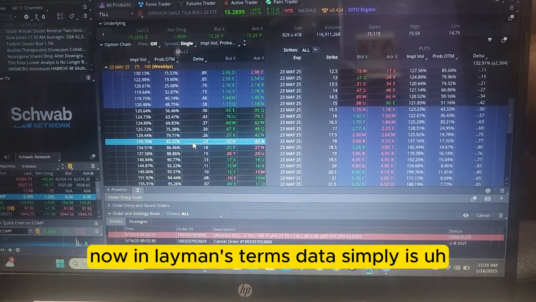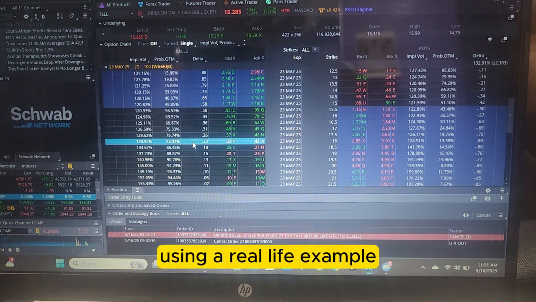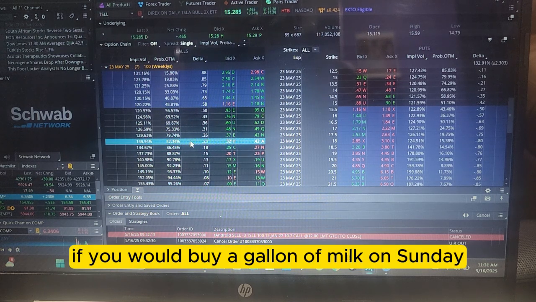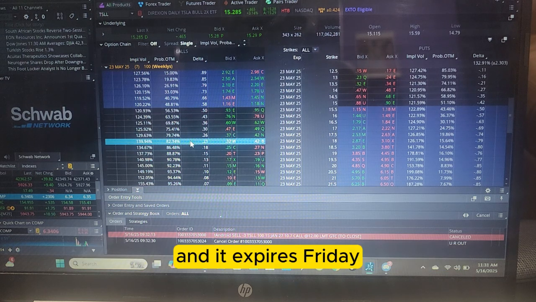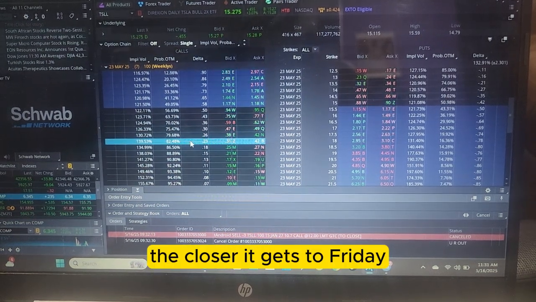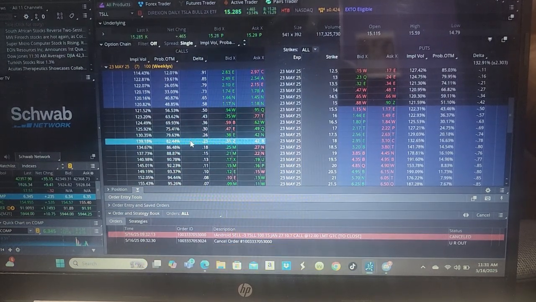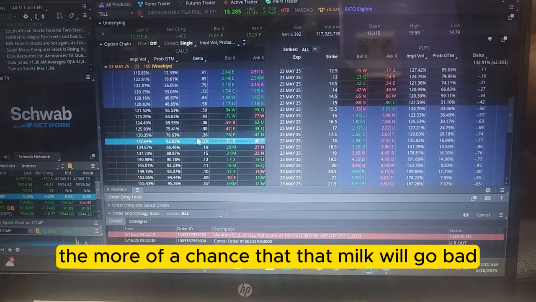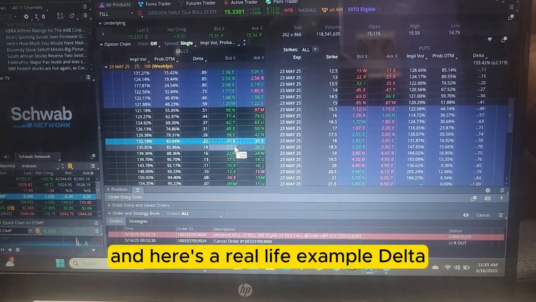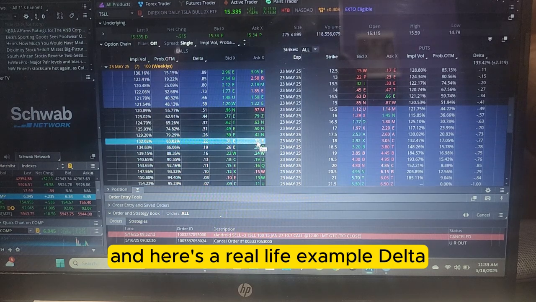Now, in layman's terms, Theta simply is, using a real life example, if you were to buy a gallon of milk on Sunday and it expires Friday, the closer it gets to Friday, the more of a chance that that milk will go bad. And here's a real life example of Delta.